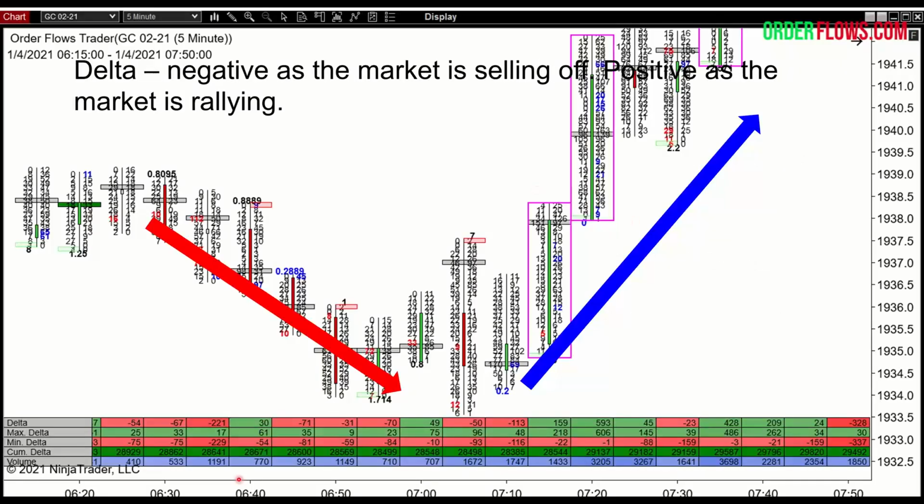So delta will normally appear at the bottom of a chart. Some software likes to put it above and below the bar because they don't want to take your eye off the bar. I guess they think you can't walk and chew gum at the same time. But you can see generally as the market is selling off, delta in each bar is negative because aggressive sellers are in control. Not always, but generally. Then as markets rally, as prices are going up, you generally have aggressive buyers, right? Because you have buyers in control of the market.